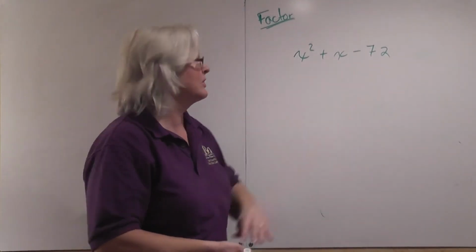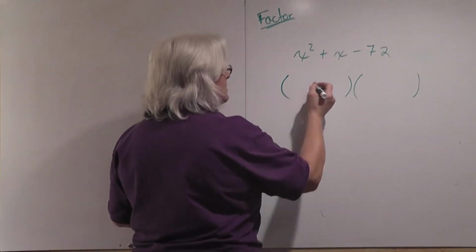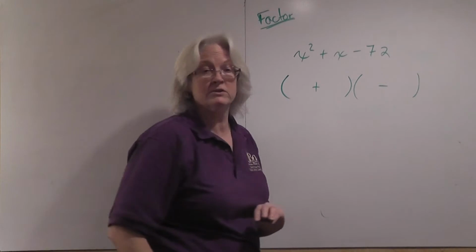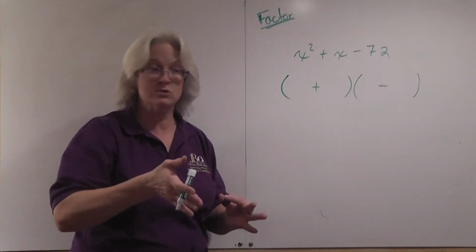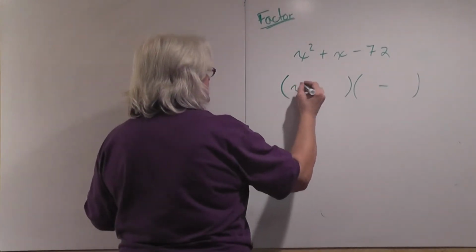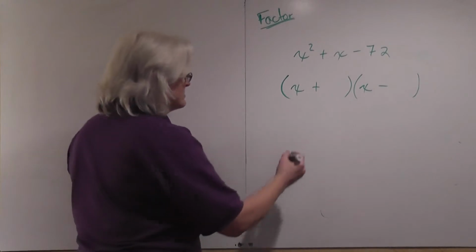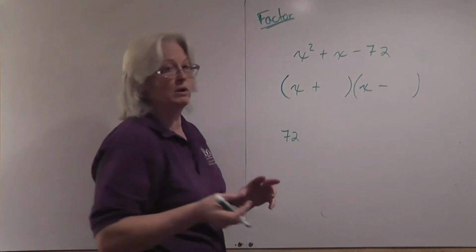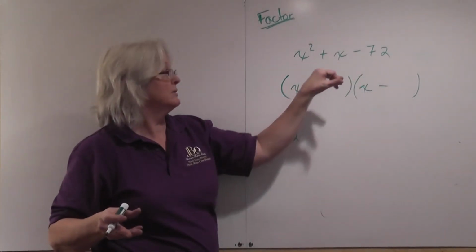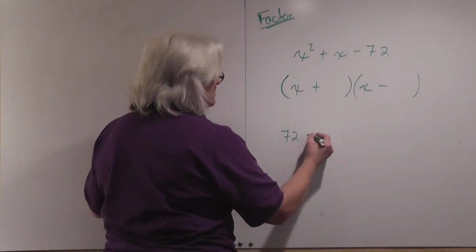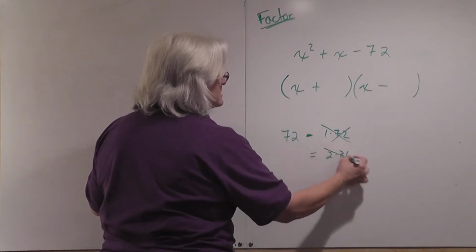We have a negative third term, and that's going to tell us that our signs, one is going to be positive and one is going to be negative. We simply have an x squared in the beginning. The coefficient is 1. The only way that we're going to get x squared is to say x times x. Now, what do we need to do? We need to factor 72, so that when you multiply the two numbers together, you get a negative 72. When you add the two numbers together, you get a positive 1. So clearly it's not going to be 1 times 72. Clearly, it's not going to be 2 times 36.